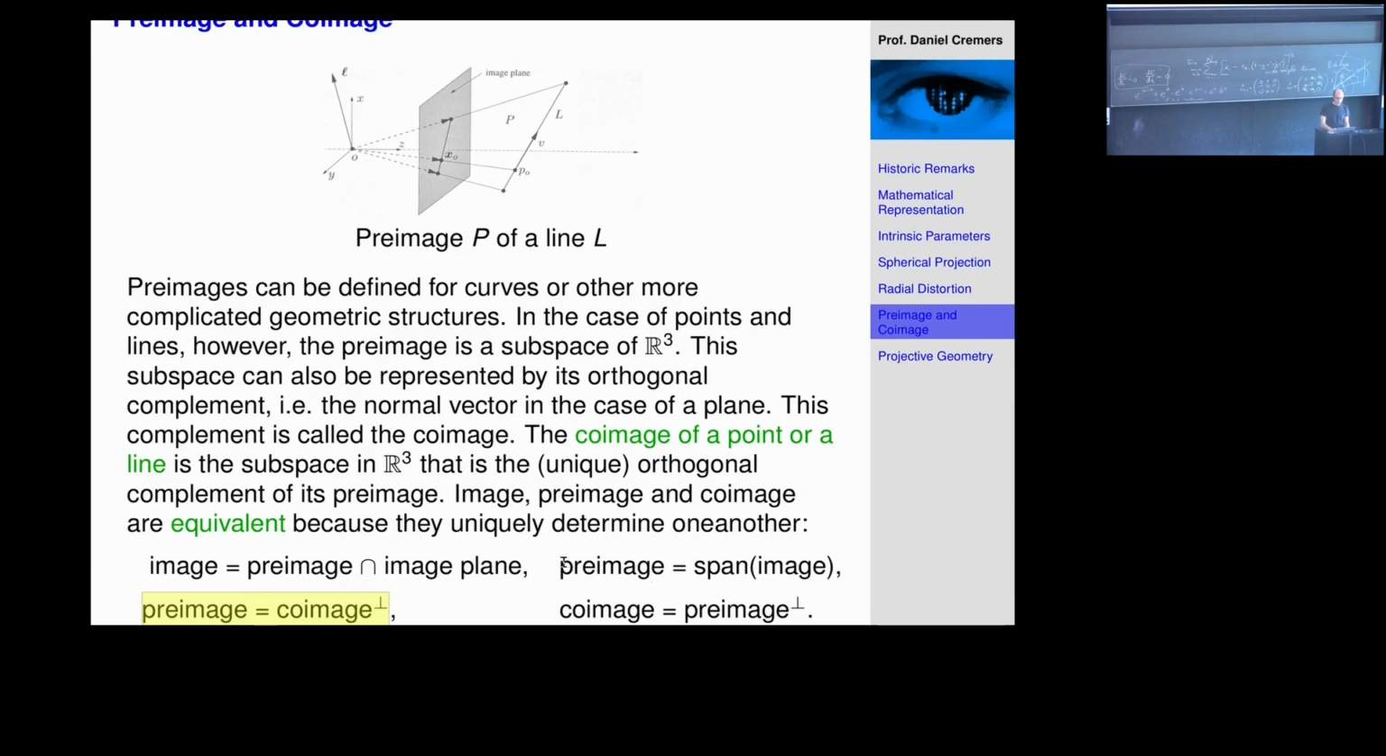In addition, I can say that the pre-image is the span of the image. So this is the image, right? And it's characterized by vectors that make up this line, all these vectors that you see here. And if I take the span of these vectors, they're all linearly dependent. There's only two vectors that I need, and they span this plane, and that's the pre-image. So the span of the image is nothing but the pre-image.